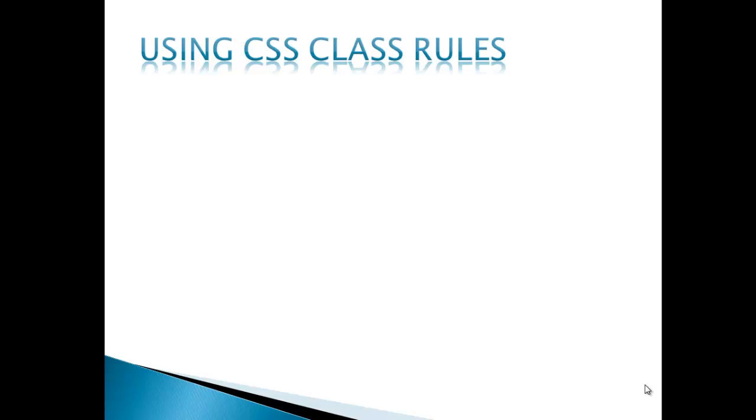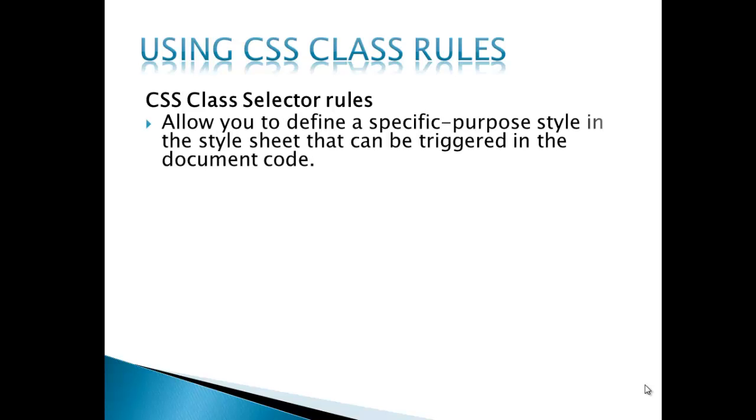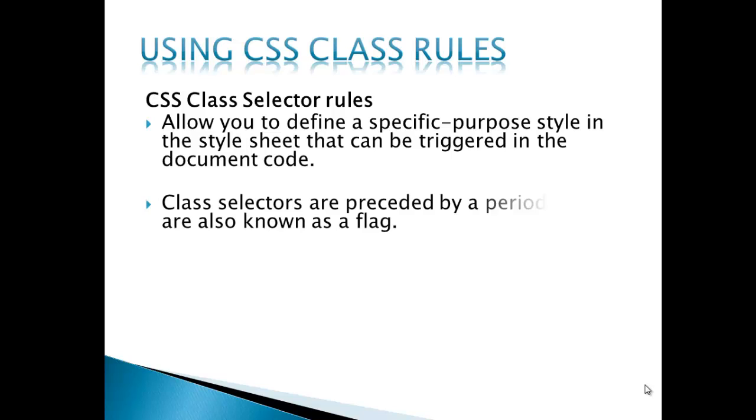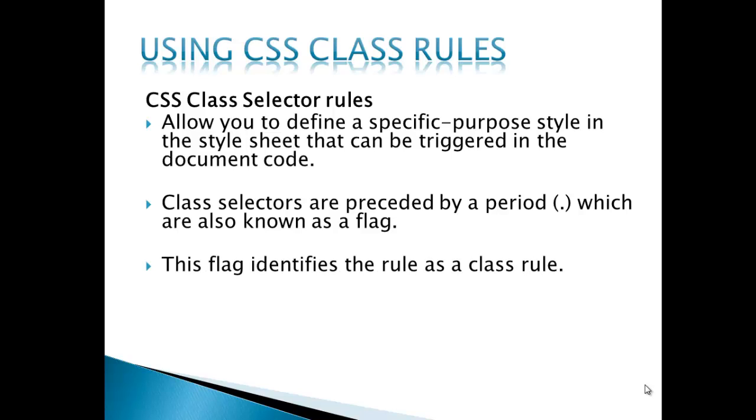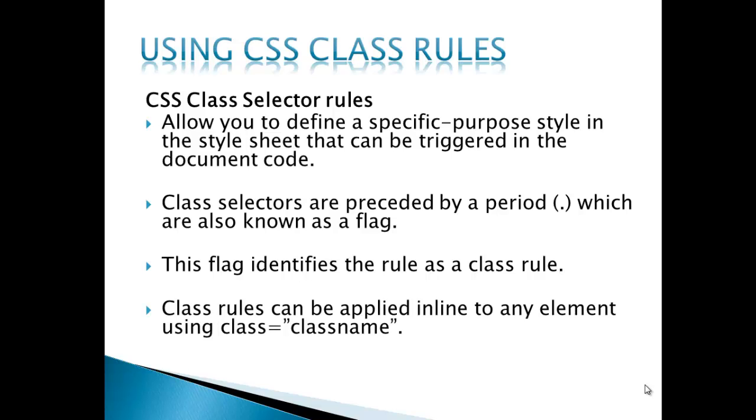Using CSS class rules. CSS class selector rules allow you to define a specific purpose style in a style sheet that can be triggered in a document code. Class selectors are preceded by a period, which are also known as flags. These flags identify the rules as a class to the browser. Class rules can be applied inline to any element using the attribute class equals open quote, then the class name, close quote.